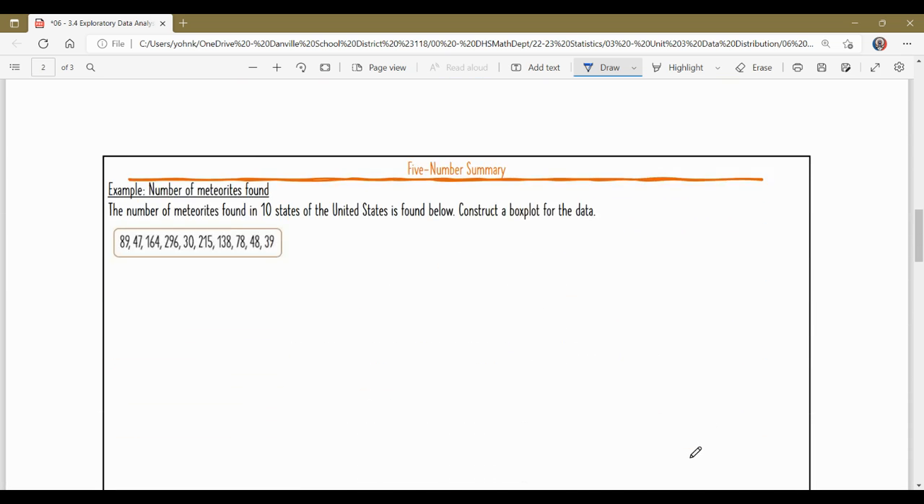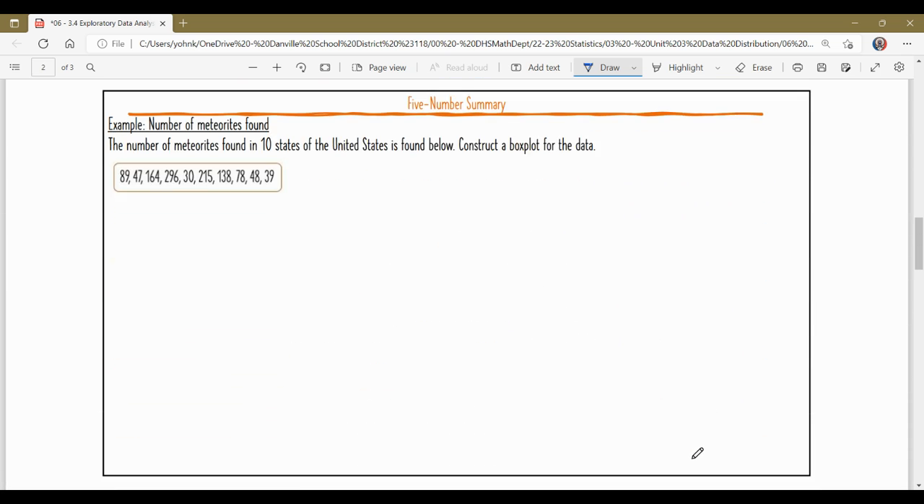All right, let's see how to draw a box plot, and then we can see why we use it. The number of meteorites found in 10 states of the United States is given below. Construct a box plot for the data. In order to draw a box plot, I need a minimum, a Q1, a median, a Q3, and a maximum.